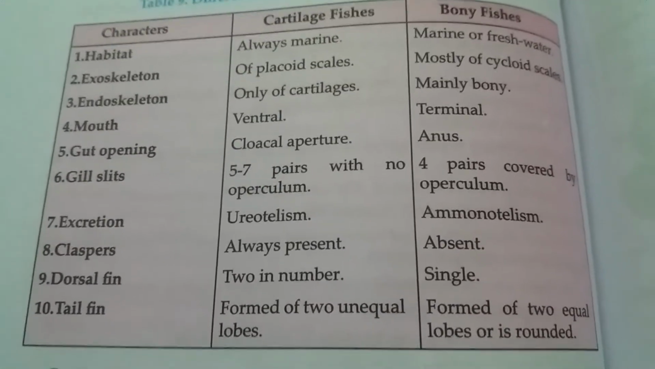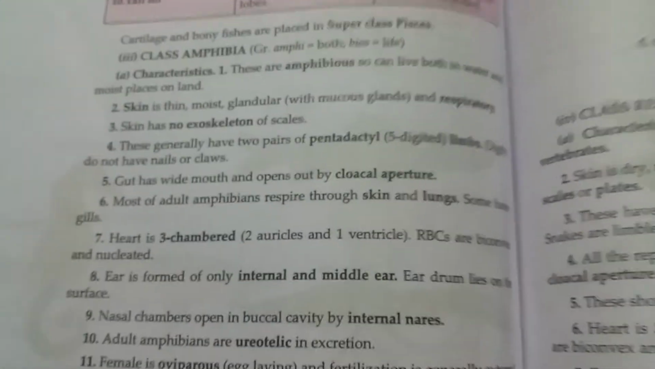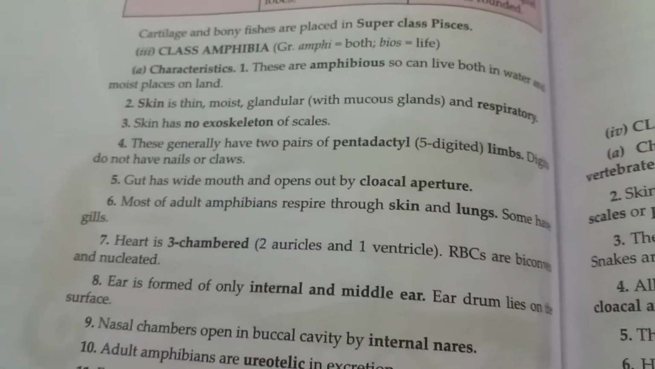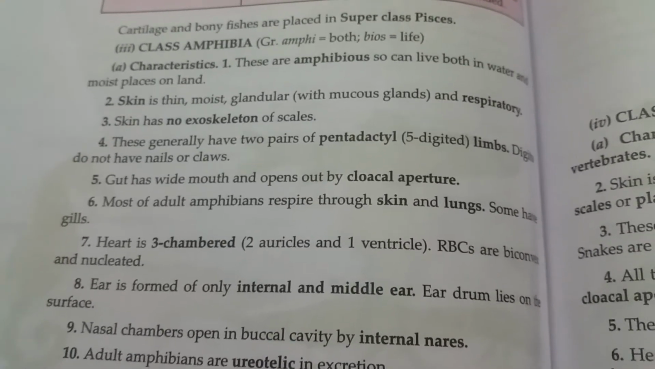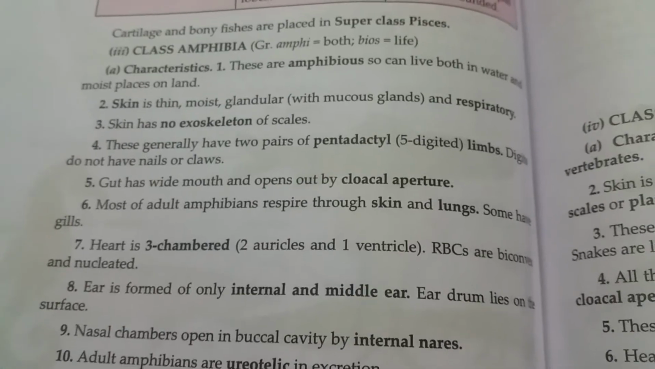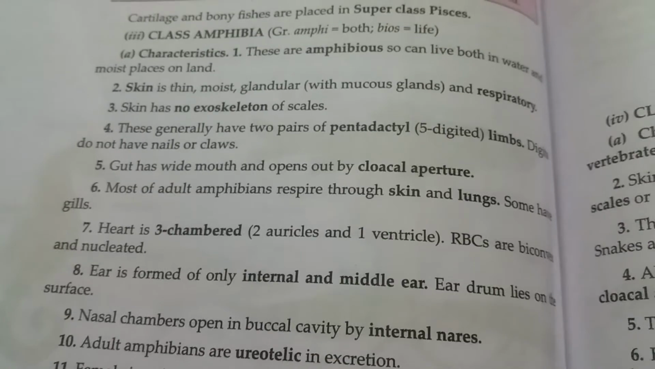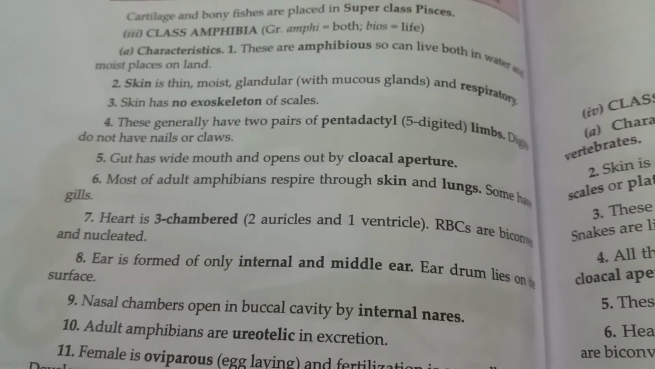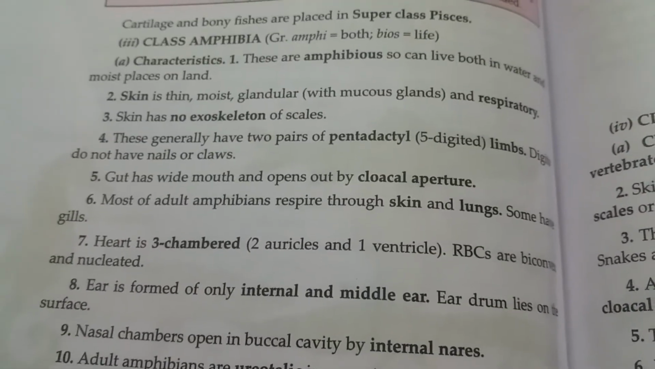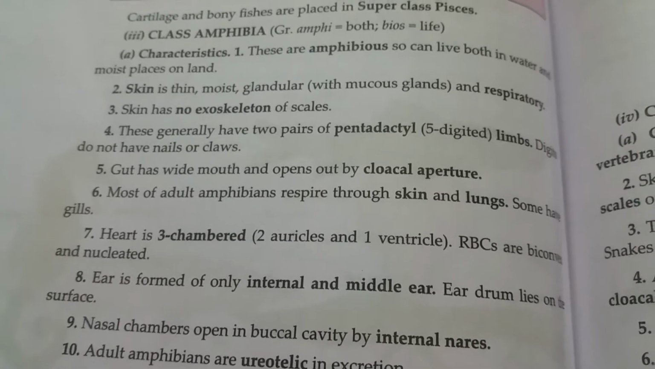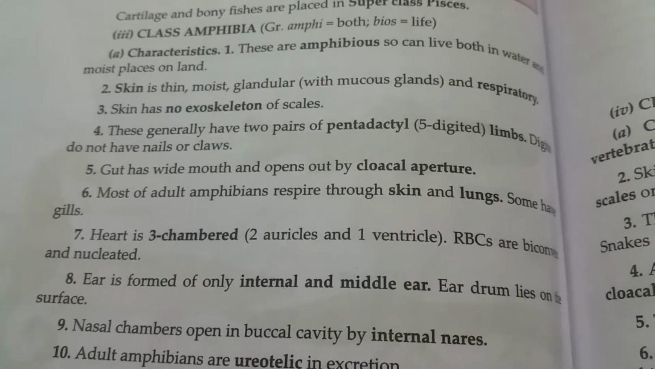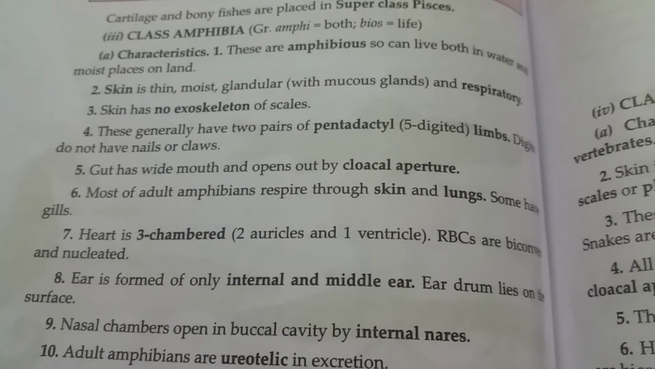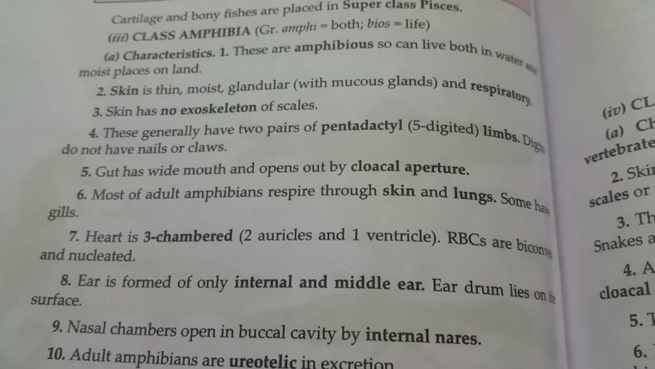Now come to our next class, that is class Amphibia. It is made up of two words, amphi and bios. Here amphi means both, bios means life. So class Amphibia have characters of both terrestrial as well as aquatic life. These can live on land or in water. So its characteristic features are, these are amphibians, so they can live both in water and in moist places on land.